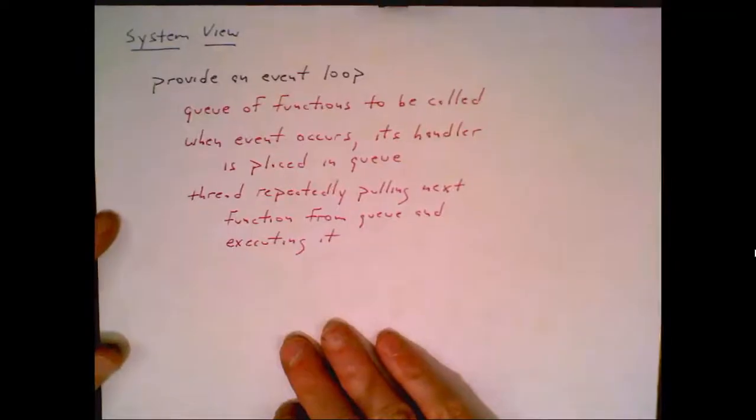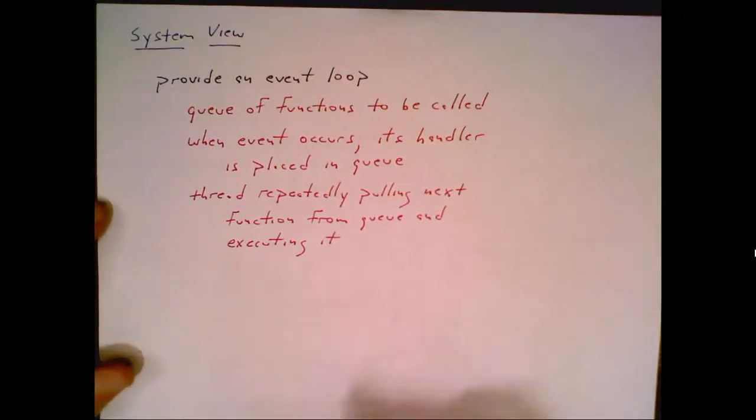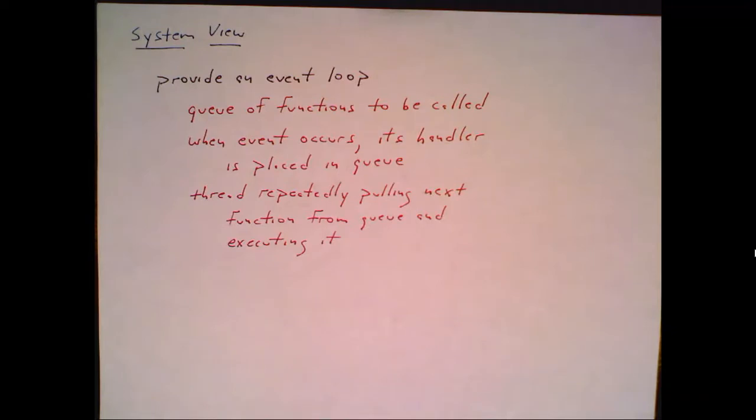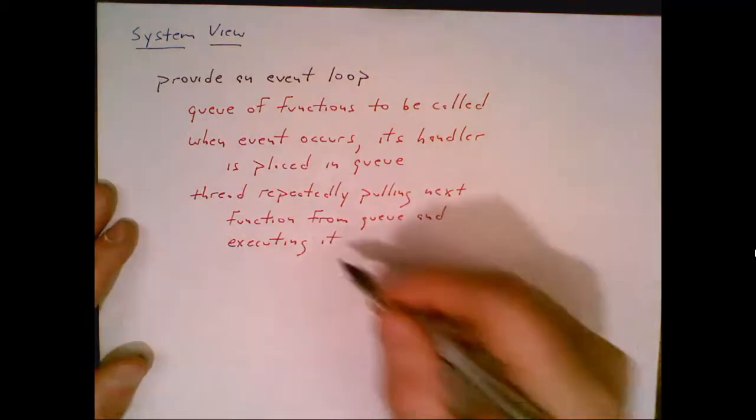Well, what's going on inside the system to support all this? Well, the system again has to provide the event loop. A queue of functions to be called, right? What the event loop is really is a queue of functions to be called, and when an event occurs, its handler is placed in the queue. And then there's a thread repeatedly pulling the next function from the queue and executing it. Okay. So this is what the system provides, is that event loop.